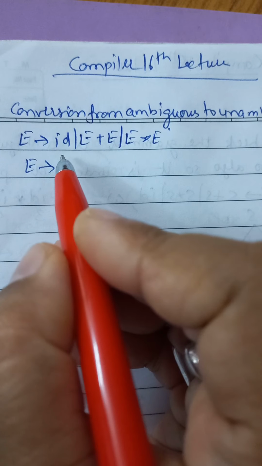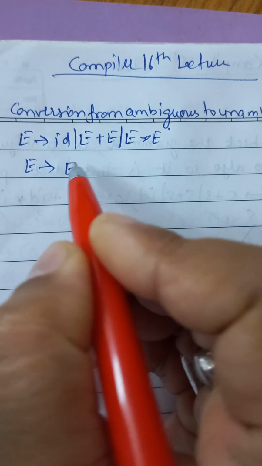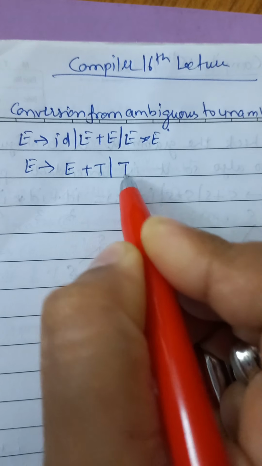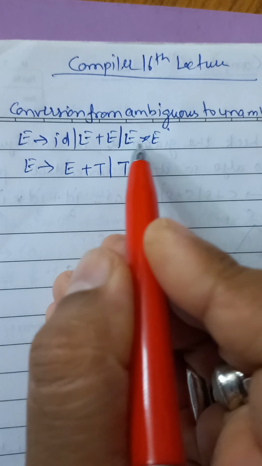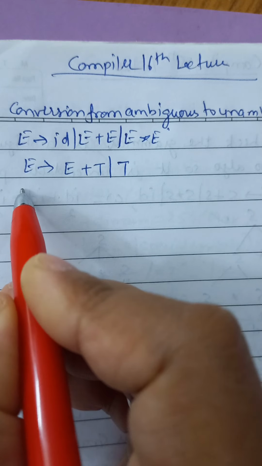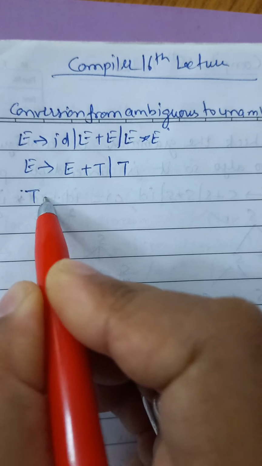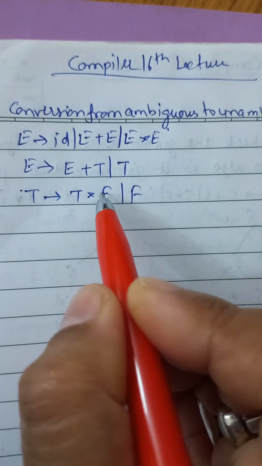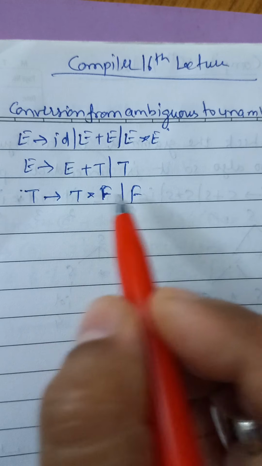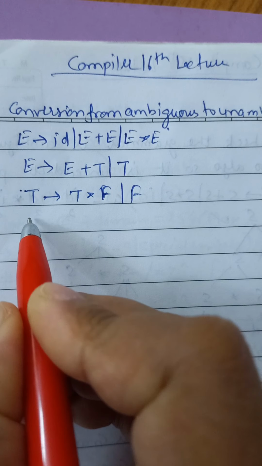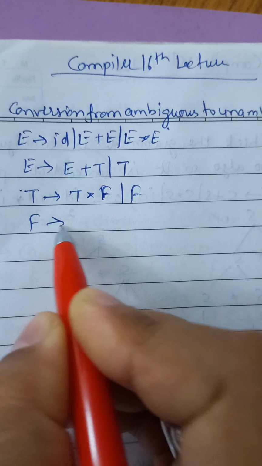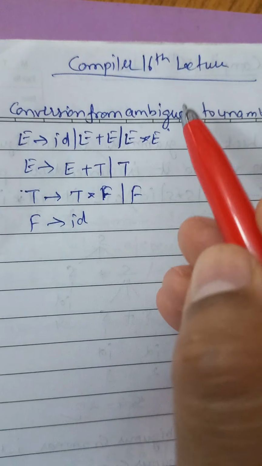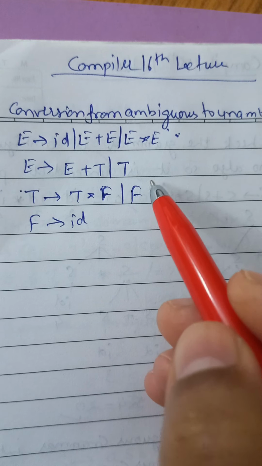From left to right, for this we will take a new variable. Instead of E plus E, we will write E plus T with the new variable, and we write T here. And for this production, we will write like this. Now we have the new variable T, so we will take T as T into F or F for E into E. So we are taking it left to right, so this is left to right associative. And because we have id, F tends to id. So this will be the unambiguous grammar, and this is the ambiguous grammar.